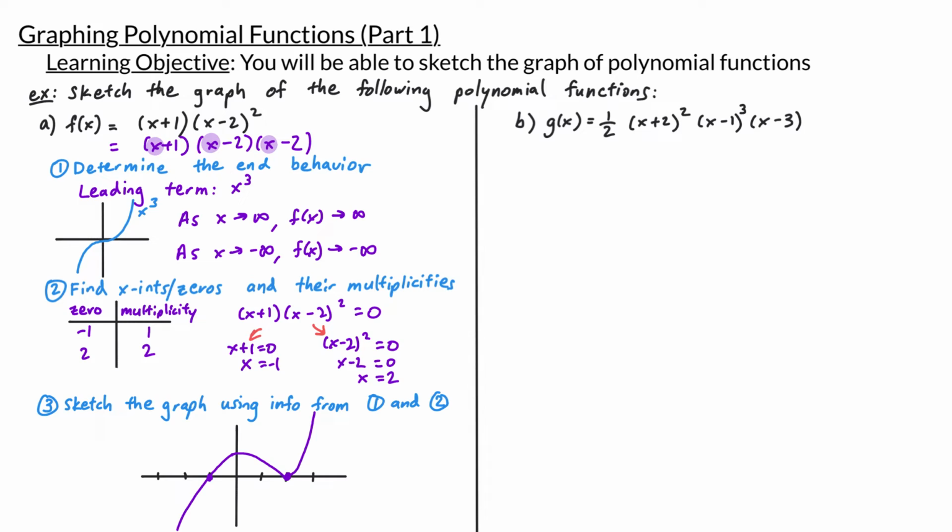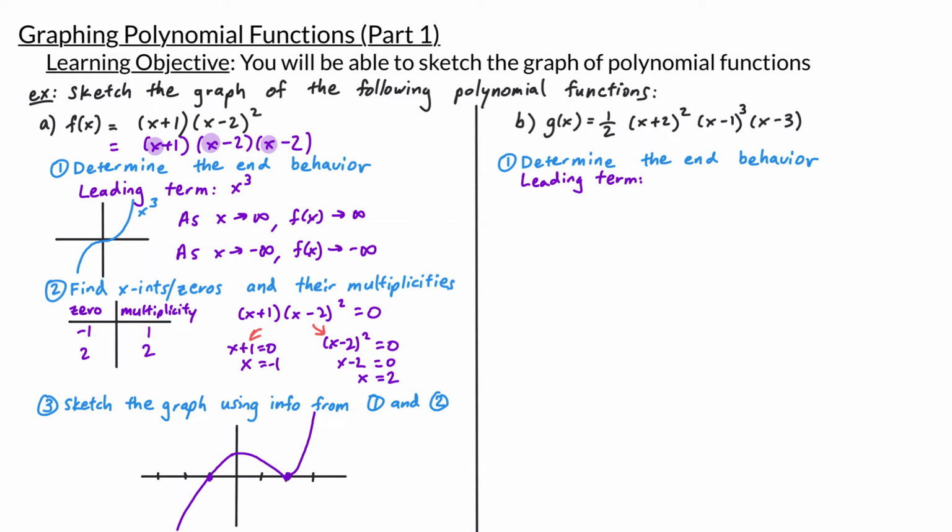Here we have a function g defined by g of x equals 1/2 times (x plus 2) squared times (x minus 1) cubed times (x minus 3). If we want to draw a sketch of the graph of this function, all we have to do is follow our 3 steps. Our first step is to determine the end behavior. Remember that the end behavior is determined by the leading term. So let's figure out what that is.